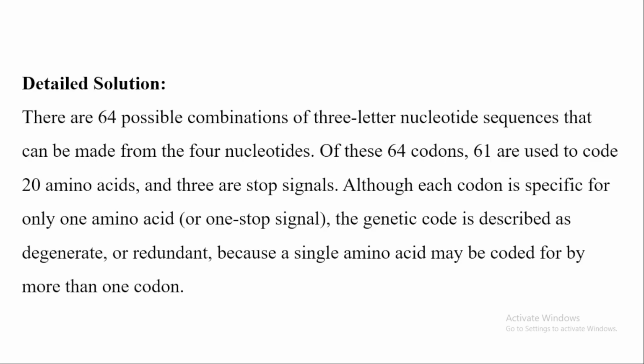There are 64 possible combinations of 3-letter nucleotide sequences that can be made from the 4 nucleotides. Of these 64 codons, 61 are used to code 20 amino acids and 3 are stop signals. Although each codon is specific for only one amino acid, the genetic code is described as degenerate or redundant because a single amino acid may be coded for by more than one codon.